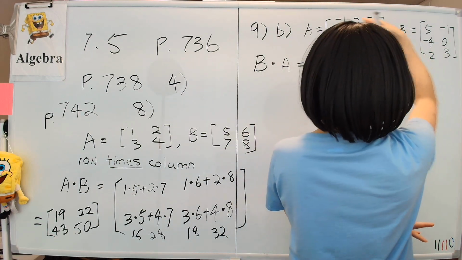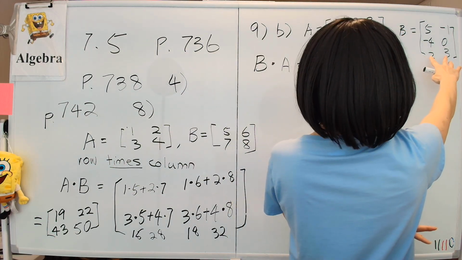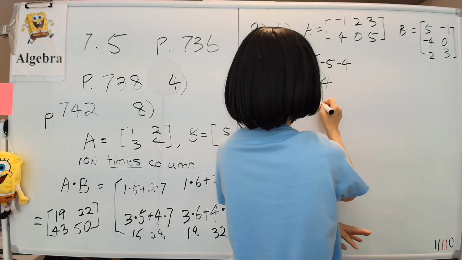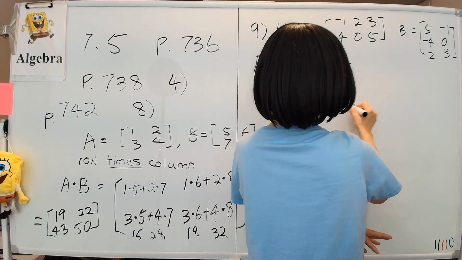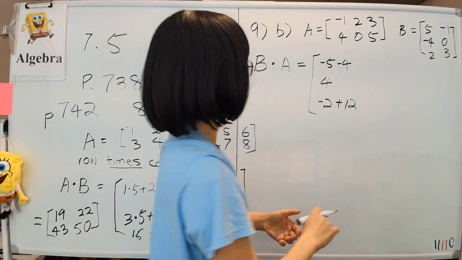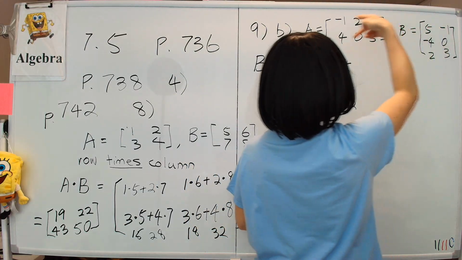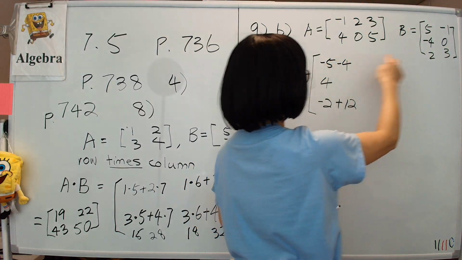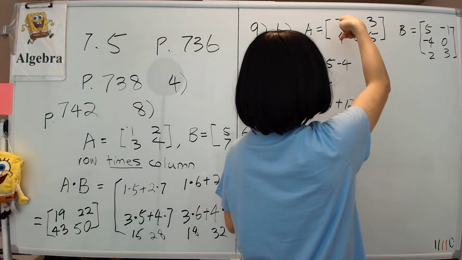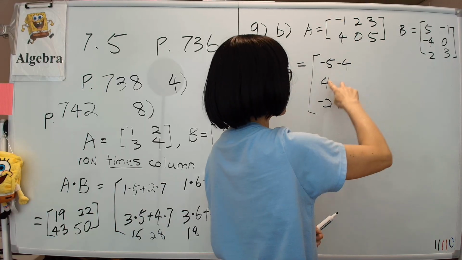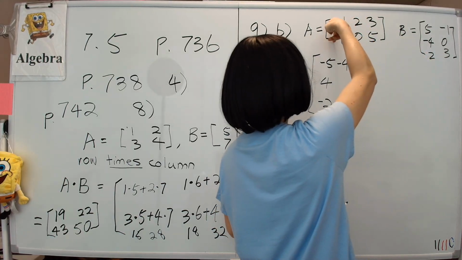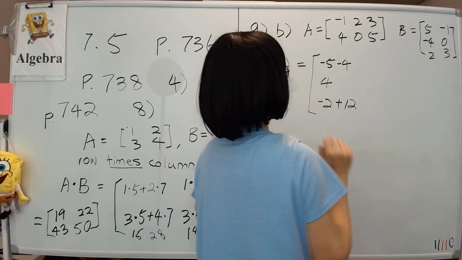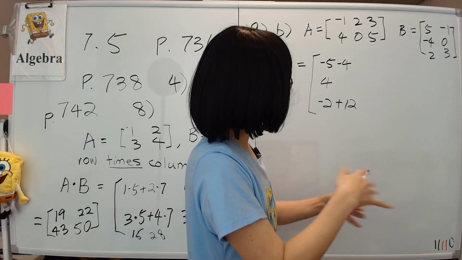Third, this times that, so the third, 2 times minus 1 is minus 2, and 3 times 4 is positive 12. So far I've done 3. So we have this one times this one, give me the first answer. The second row times the first column. We're still doing the first column, okay? So give me this answer. And the third row times first column, it gives me the third answer. And we will continue to do this.